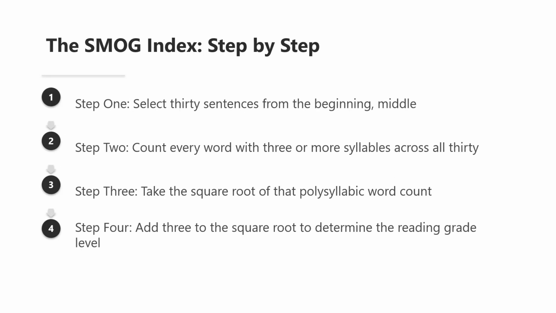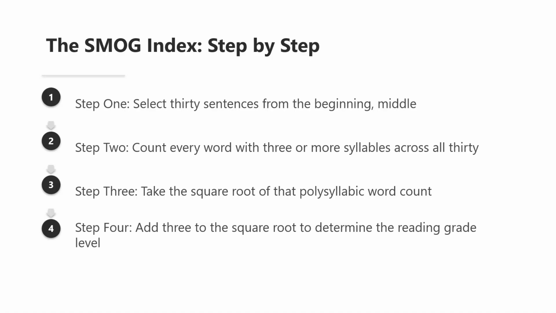Now let us walk through one of the most commonly tested readability formulas on the chess exam, and I want you to feel really confident with this one by the time we are done. The SMOG index, which stands for Simple Measure of Gobbledygook, was developed by G. Harry McLaughlin in 1969. It is considered the gold standard for health education materials because it predicts 100% comprehension at the grade level it identifies, unlike some other formulas that predict only 50% comprehension.